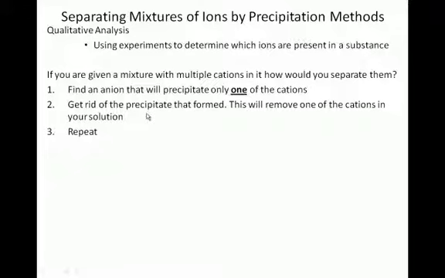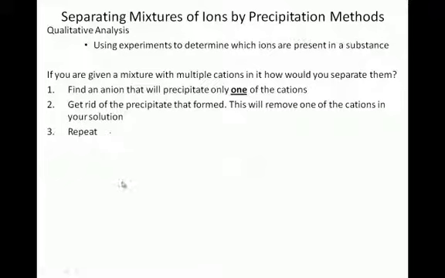So I've put out 3 steps here on how to remove cations. You can also use this to remove anions from a solution separately. So the first step in doing this is find an anion that will precipitate only one of the cations, and then you get rid of the precipitate that formed. And you can do this through filtration and stuff like that. You can use a filtration and then have the precipitate or the solid, and then dry that out and remove it, and then just kind of repeat doing this.